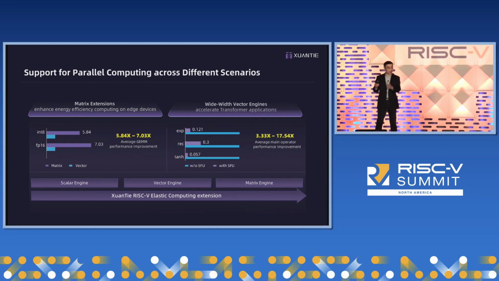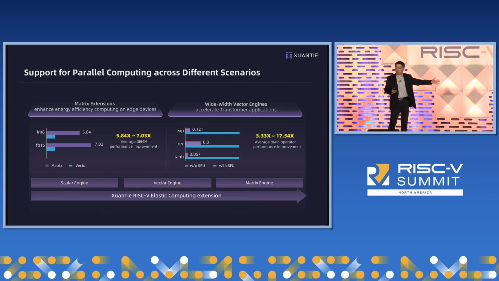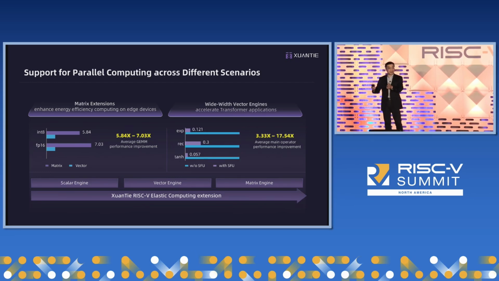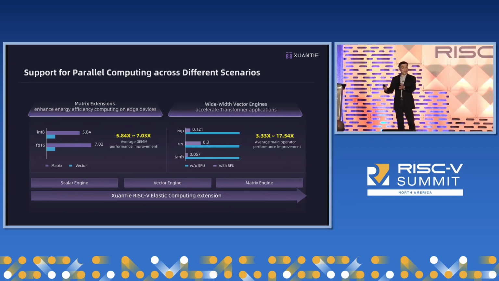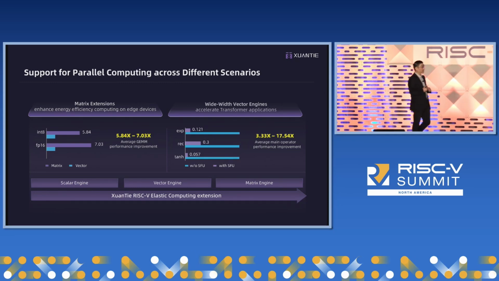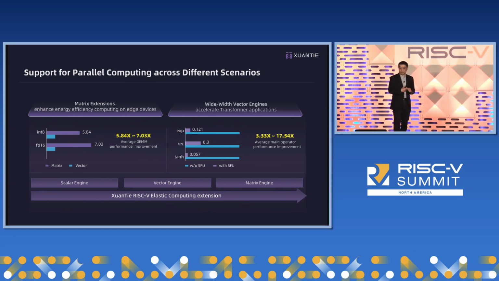The picture is a little bit different. The left-hand side is for performance, and the right-hand side is for the time used, so on the right-hand side, the shorter the bar, the better. You can see we have a 17x improvement. So our computation extension, that's at the bottom, uses scalar engines, vector engines, and matrix engines.